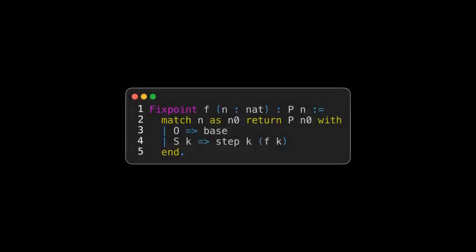Where the two systems part is how that motive gets into the kernel. Rocq makes you spell it out. Every dependent match carries a return clause where the motive lives literally inside the syntax. Here, as n return P n tells the kernel exactly what each branch should produce.